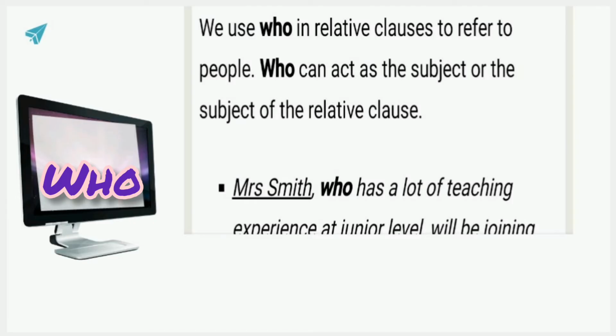First one is who. We use who in relative clauses to refer to people who can act as the subject of the relative clause. Example: Mrs. Smith, who has a lot of teaching experience at junior level, will be joining tomorrow. Here, Mrs. Smith is a person who relates to the subject, that is Mrs. Smith. So, we are using who here.